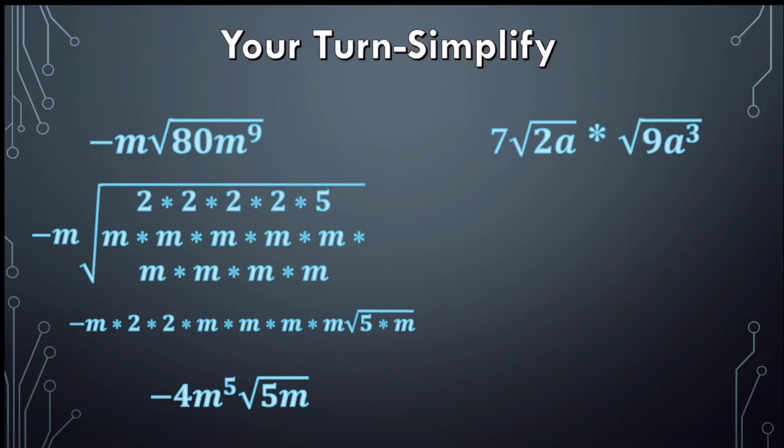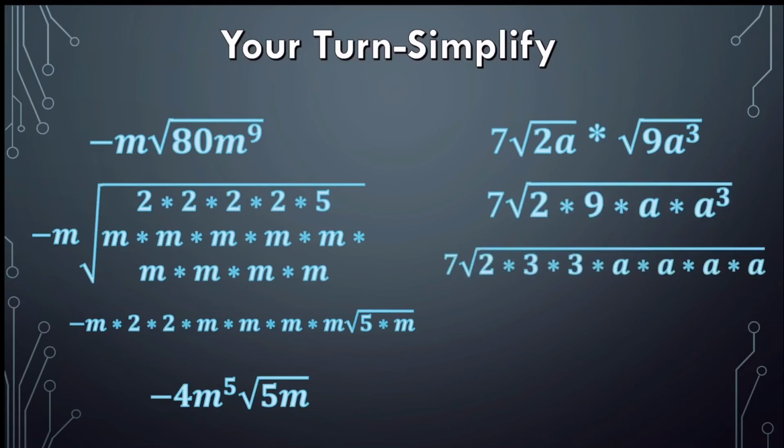Did you get that? Okay. Let's try the next one. Remember, I put my numbers outside and everything under one big radical. Then I'm going to break things down because sometimes you might already see a pair, but I don't. So I'm going to break down 2, 3, 3, and then there's 4 a's. So what's going to come out is a 3 and 2 a's. So I have 21a squared, square root of 2.